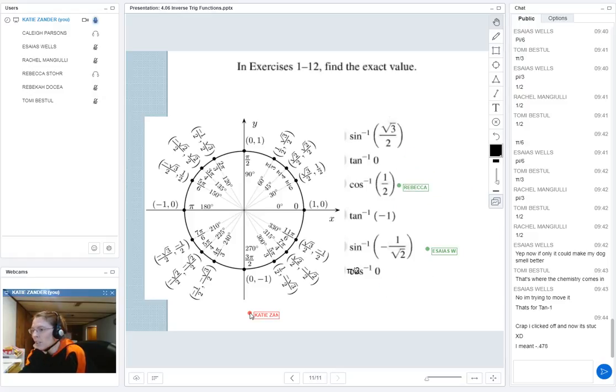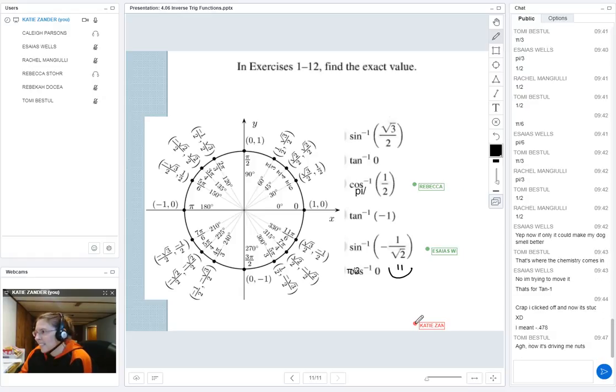Good. Cosine is 0. The last one is pi over 2. That one's good. I'll put a little smiley face there. I know we can't move them, but it's good. That's all right. Yep, cosine inverse of 1/2 is pi over 3. So nice job, Rebecca. I think that was you that took that one. Nice job.